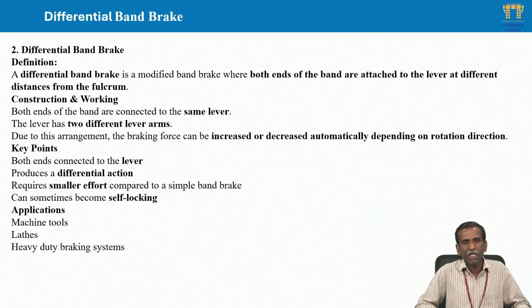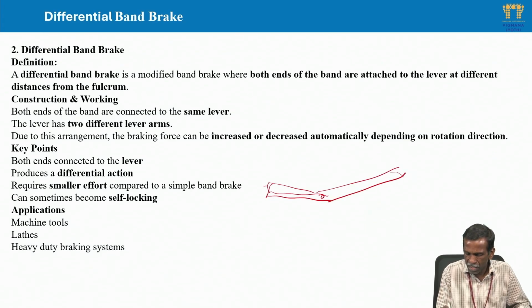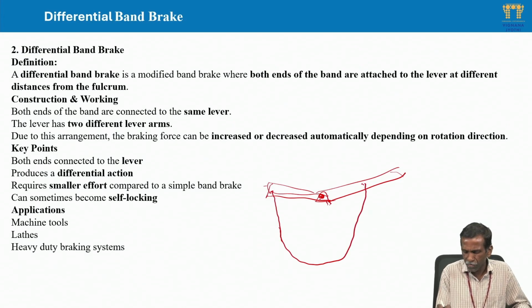Now coming to the differential brake. Differential brake is a modified band brake, where both ends of the band are attached to the lever at different distances from the fulcrum. It is not fixed, it is attached to the lever. It is like this. The lever consists of two arms, and this is the fulcrum, and one end of the band is attached to the lever and the other end is attached at some other location, not at the pivot. This is the lever.